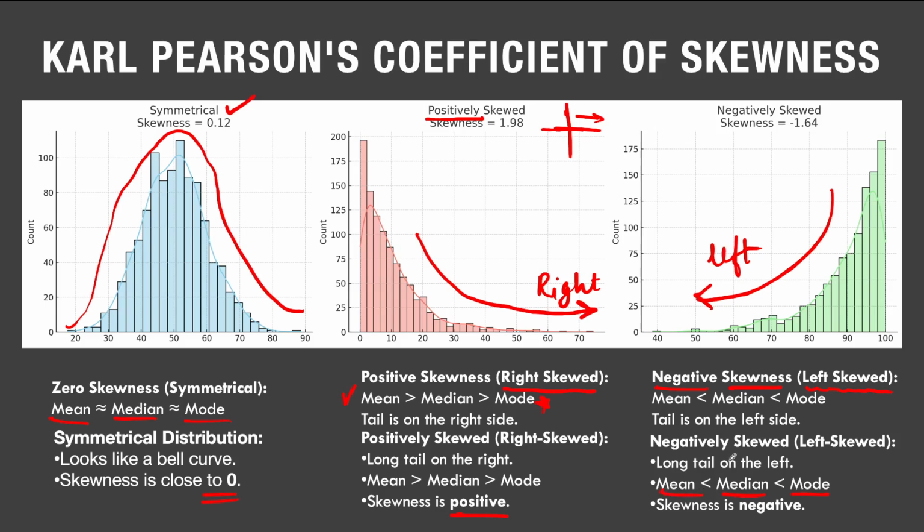Okay, so this ends our theoretical part of Karl Pearson's coefficient of skewness. We will be solving two questions, and from that, it will be much more clear to you of how this Karl Pearson's coefficient of skewness works, right?